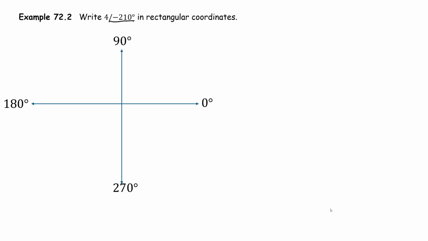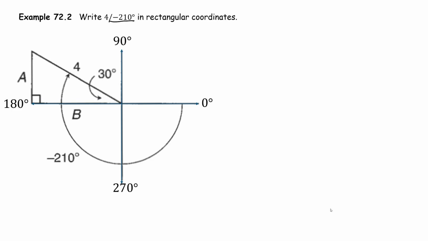So if we had something like 4 negative 210 degrees and we wanted to express that in rectangular coordinates, we would do it the same way we've been doing these problems with positive angles, except that to graph our angle, we're going to have to use clockwise rotation instead of counterclockwise rotation. So we still start at 0 degrees and we start rotating clockwise until we get to 210. So 90, 180, and then how much more do you have to go? You have to go 30 more degrees. And so you're going to end up like that when you go 210 degrees in the clockwise direction.